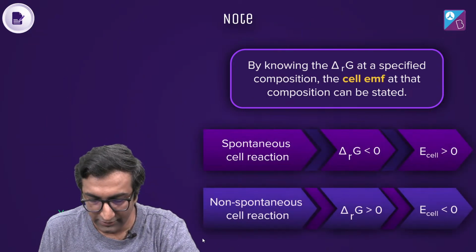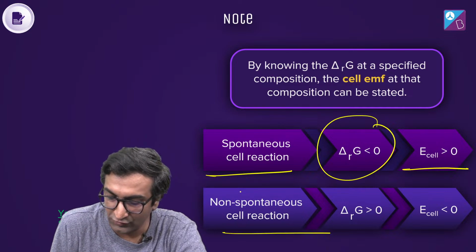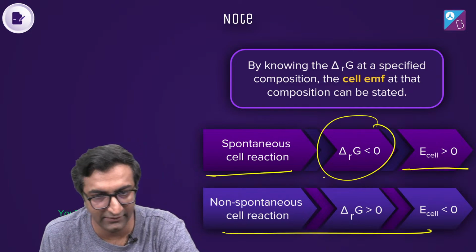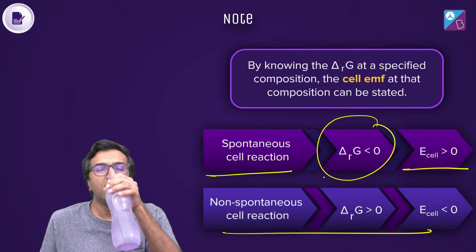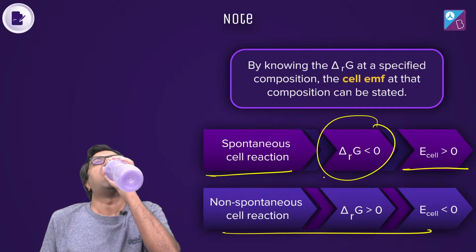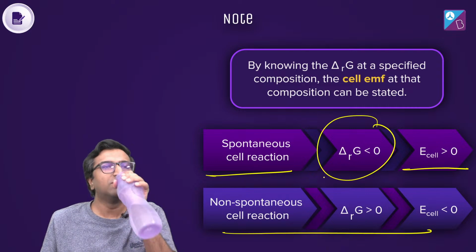Okay, cool. So to summarize things so far: spontaneous reaction मतलब delta G less than 0, E cell greater than 0. Non-spontaneous, delta G greater than 0, E cell less than 0. Any doubts so far? Are we good? Sab theek? Let me know. पहला सेशन है, थोड़ी थियरी तो होगी.